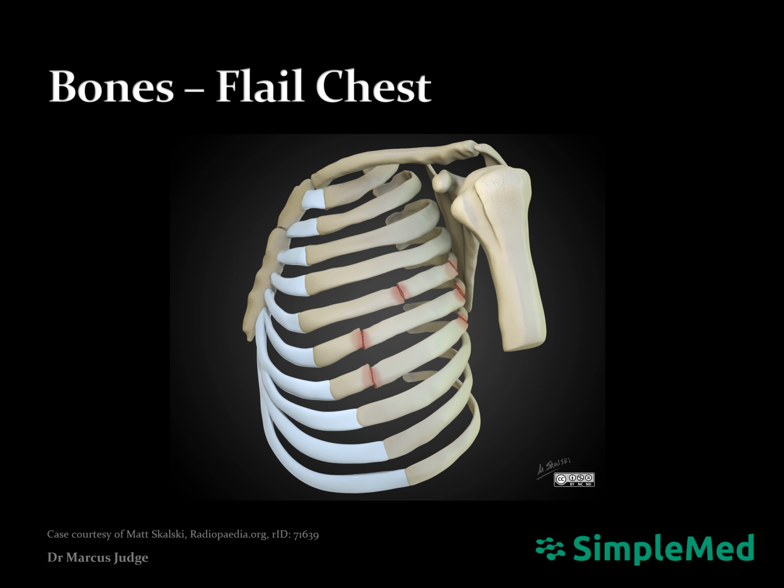With a flail chest, the continuity of the chest wall is disrupted, and the physiological action of the ribs is altered. The motion of the flail segment is paradoxical to the rest of the chest because the flail segment moves inward while the rest of the chest wall moves outward. The diagram shown is an excellent graphical depiction of a flail chest.